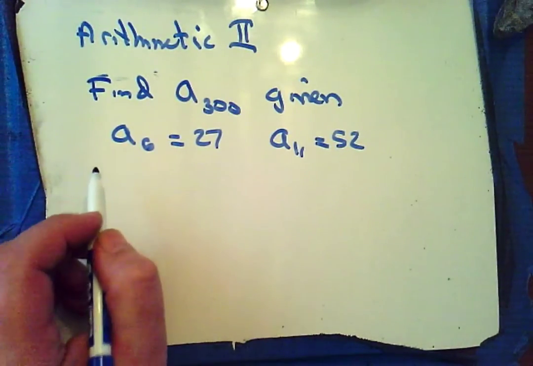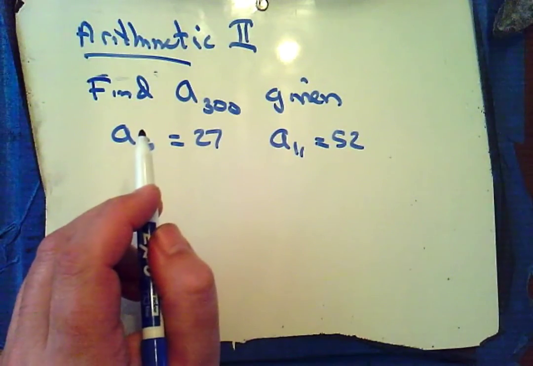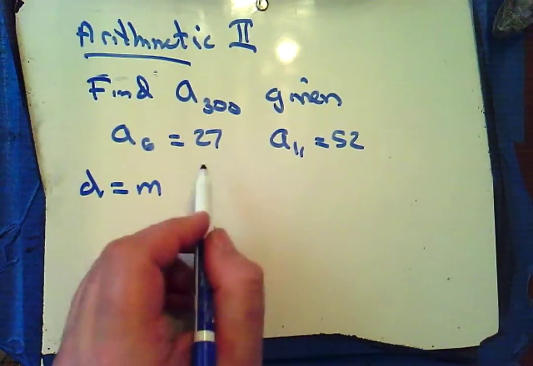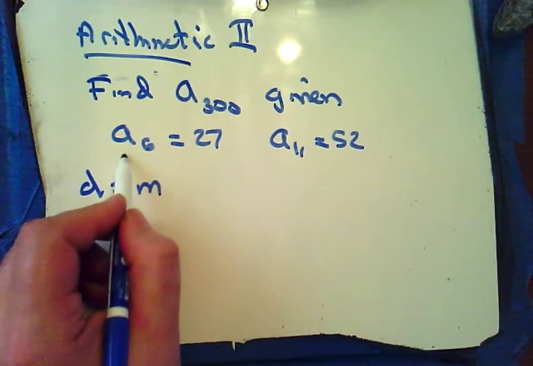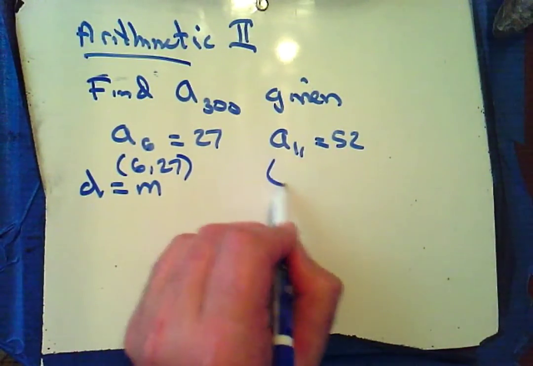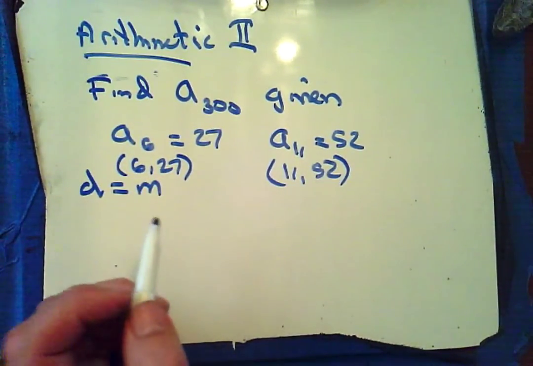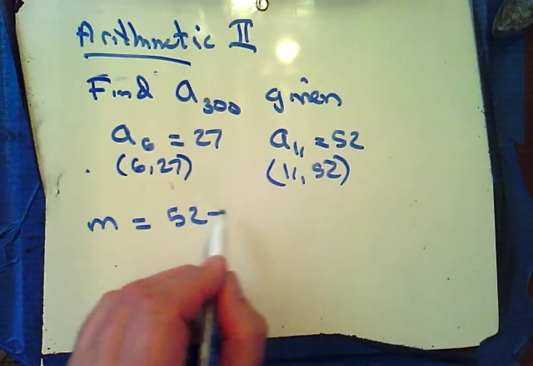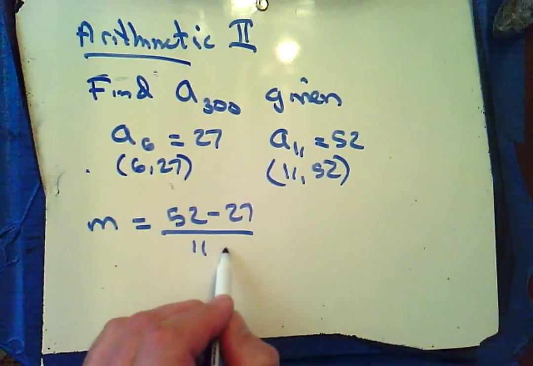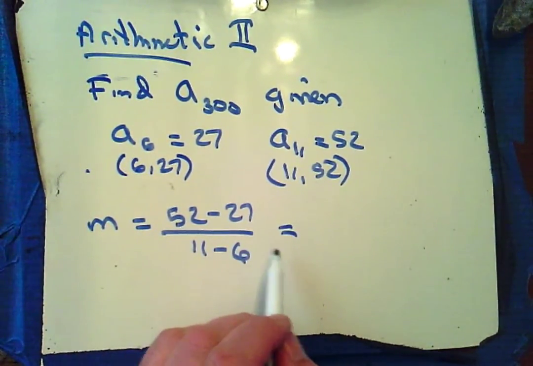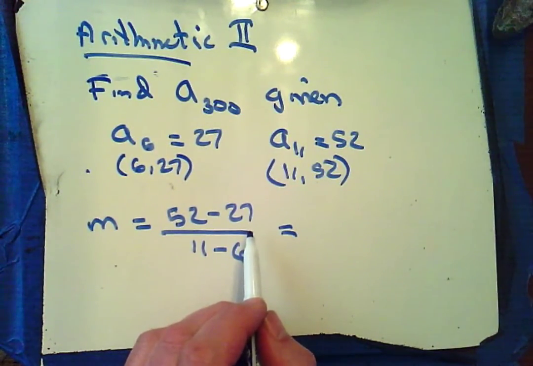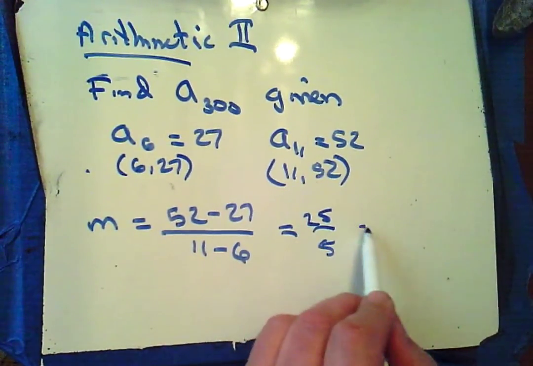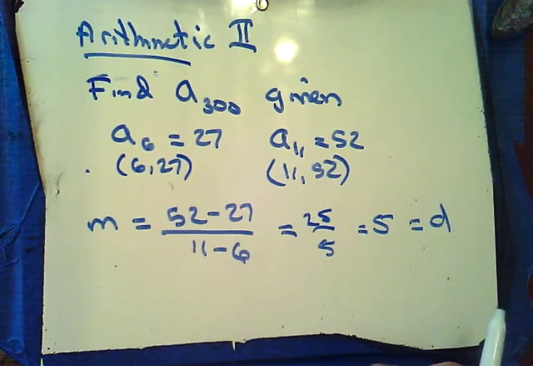So we know that arithmetic looks a lot like linear. We know that the common difference is the same as m. So I'm going to think about these as ordered pairs, (6, 27) and (11, 52). And I'm going to use those to find slope. m equals 52 minus 27 over 11 minus 6. Okay, so I want to say 25 over 5, or 5 is my d value.